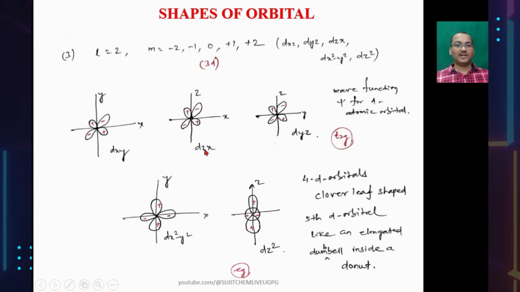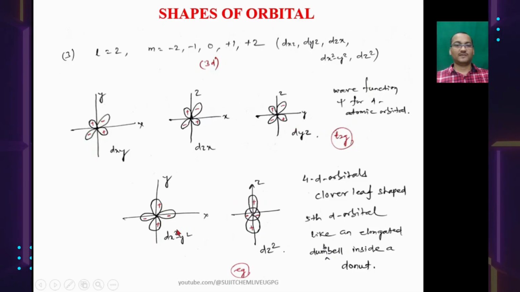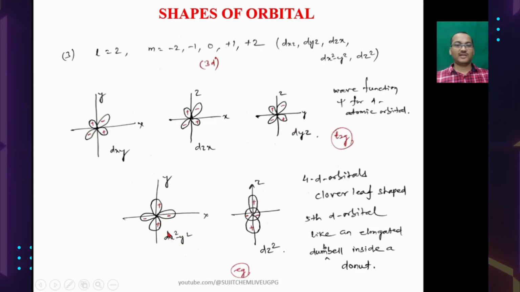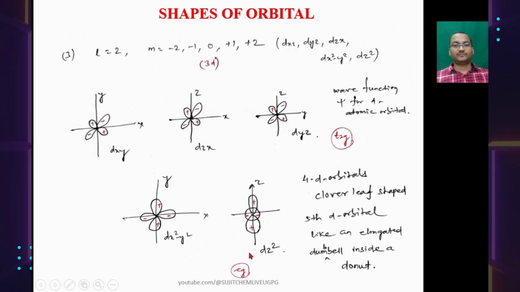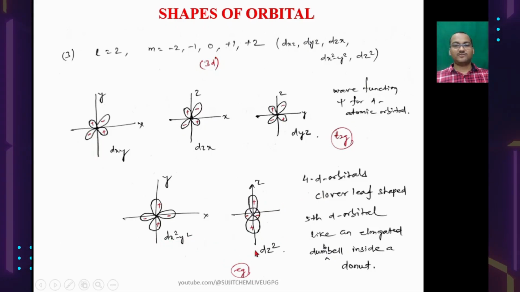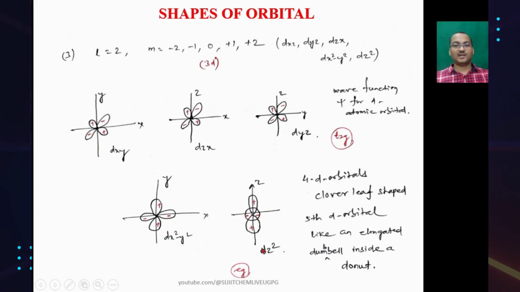So dxy, dyz and dzx have their lobes in between the axes, and that is known as the t2g set of orbitals. And dx square minus y square has its lobes along the axes. And dz square, here you can see the structure, has its lobes along the z axis, and also one spherical shape. So dx square minus y square and dz square are called the eg set of orbitals.